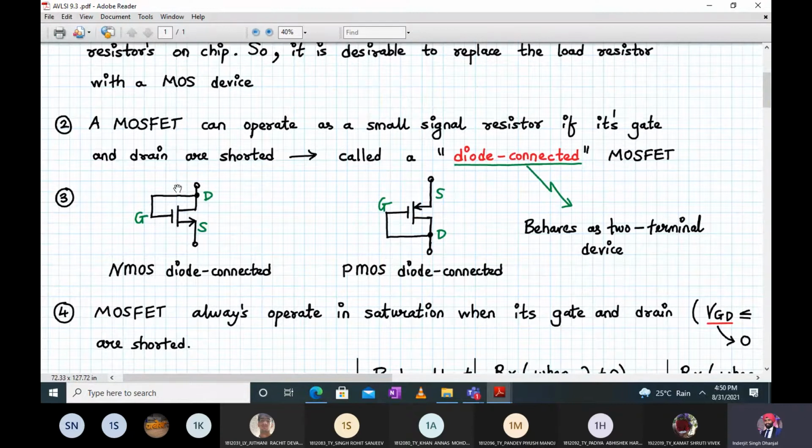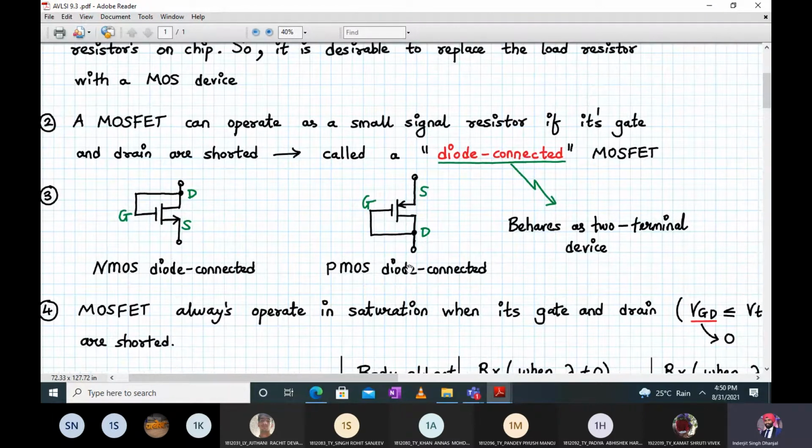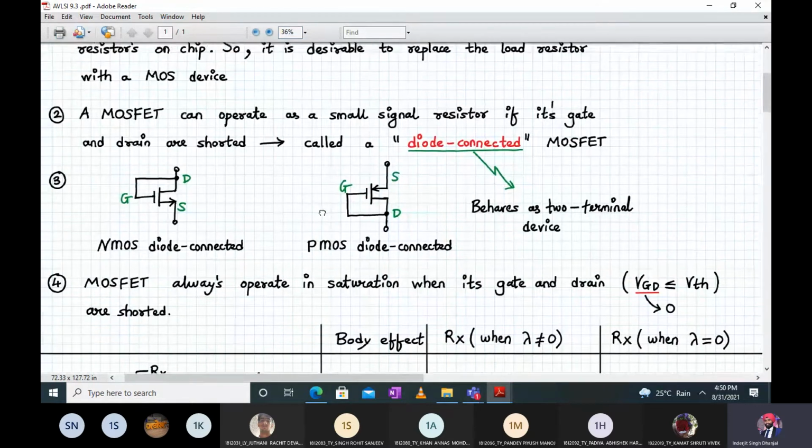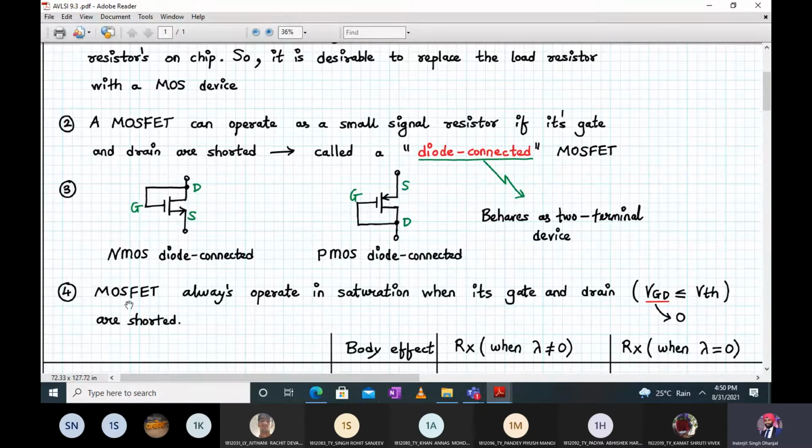This is called NMOS diode connected. Your gate and drain terminals are shorted together. That means this MOSFET will always be in saturation. Similarly, this is my PMOS diode connected MOSFET. Its gate and drain terminals are shorted together. Again, this means that your PMOS device will always work in the saturation region. Fine, note down this NMOS diode connected and PMOS diode connected. Your MOSFET always operates in saturation.